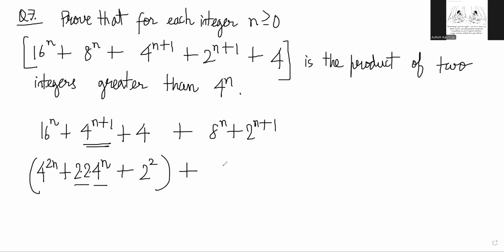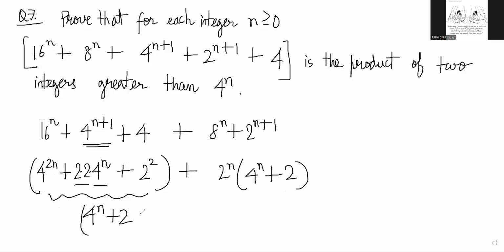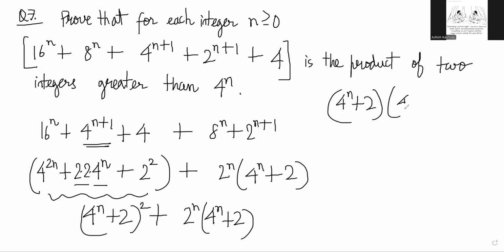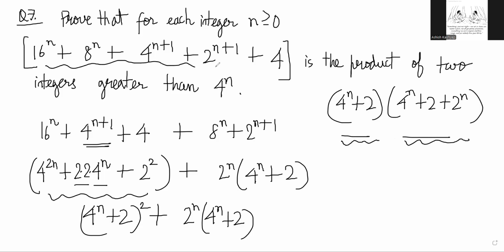And then we can take 2 power n common here. You get 4 power n plus 2, right? And this becomes 4 power n plus 2 whole square, plus 2 power n times 4 power n plus 2. And now you take 4 power n plus 2 common, and you end up with 4 power n plus 2 plus 2 power n. And that is the factorization which shows that this big number is a product of two numbers, each of which is bigger than 4 power n, right? So that finishes off this problem.